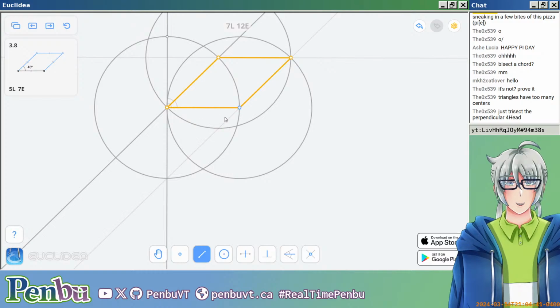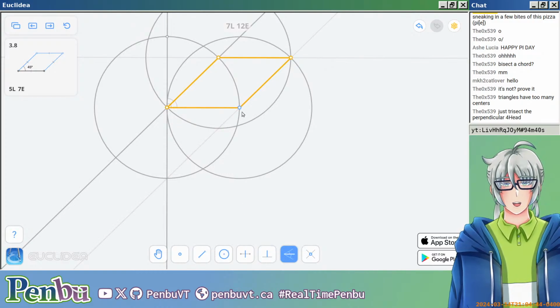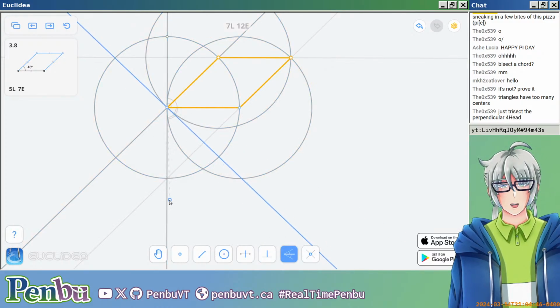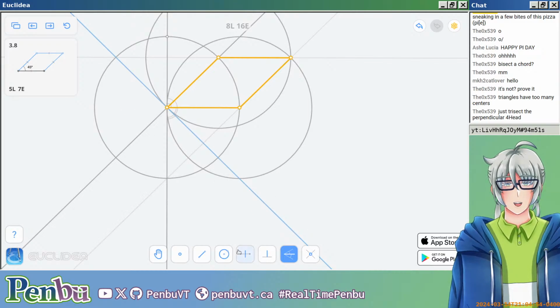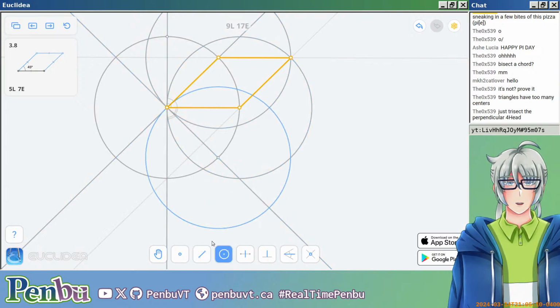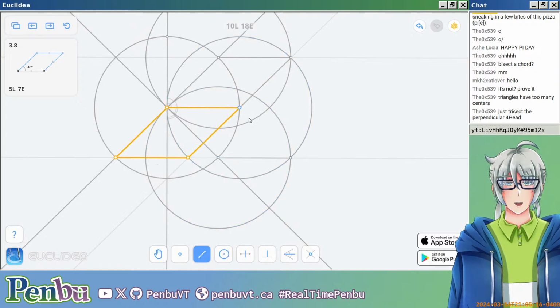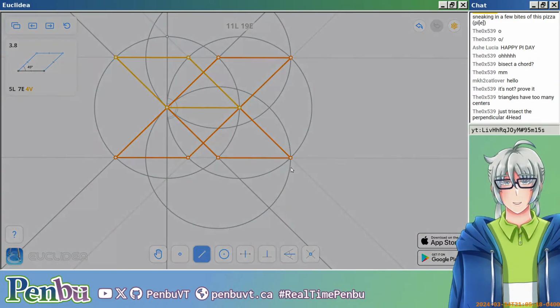So we already have this one. And we can construct the perpendicular. Or sorry, the angle bisector. And then where this one intersects is where we can put the other one. How do we get this one? We got a circle there. Okay, I didn't expect to do that one, but sure. There we go. We got 4 of them.